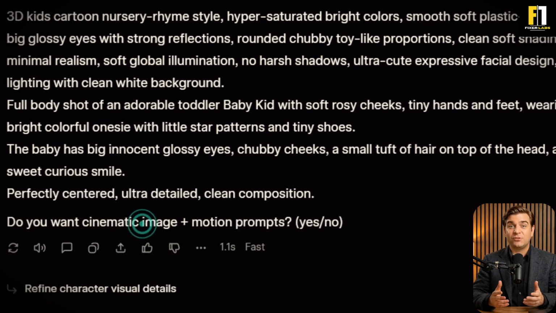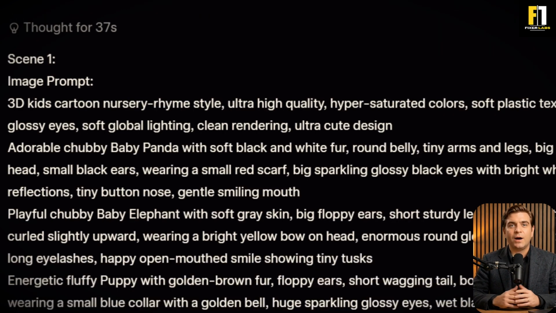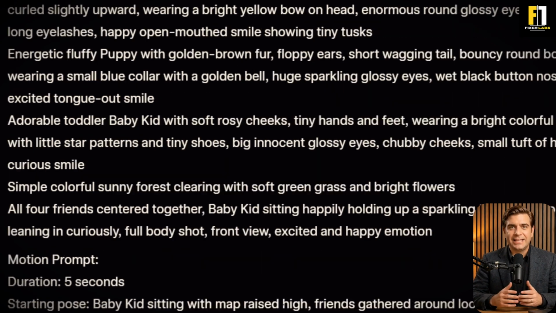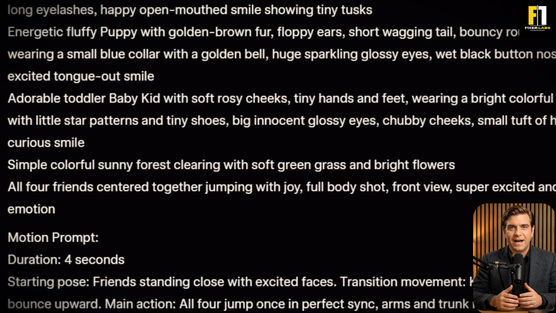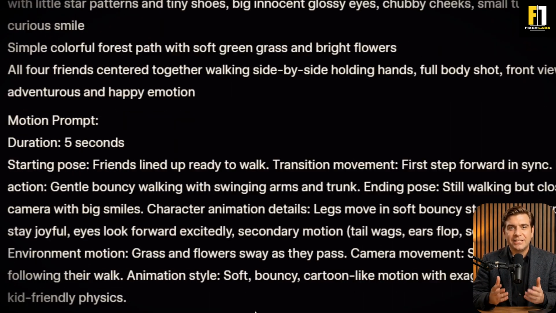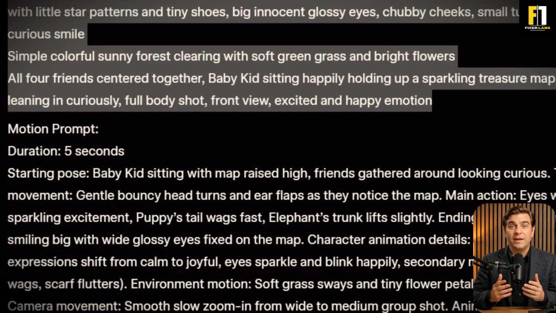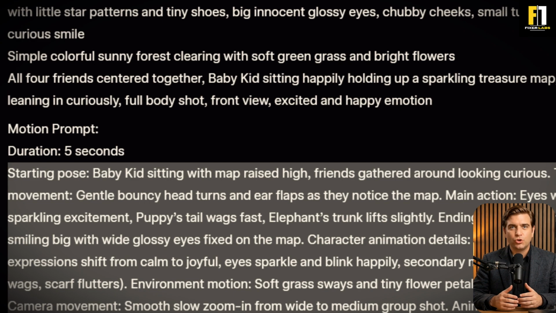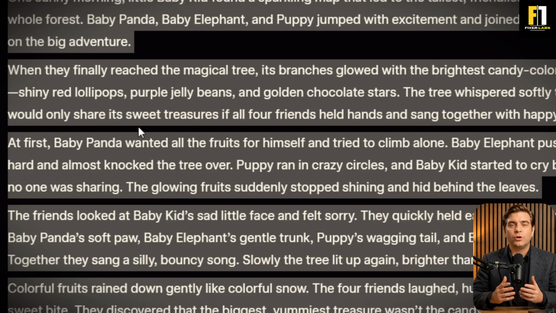Next, it will ask if you want image and motion prompts. Type yes again. Now, in the same chat, you'll get detailed image prompts and motion prompts for each scene. The AI will automatically break your story into scenes, around 18 scenes for a 2-minute video. Each scene includes an image prompt for creating the picture, and a motion prompt to convert the image into video.